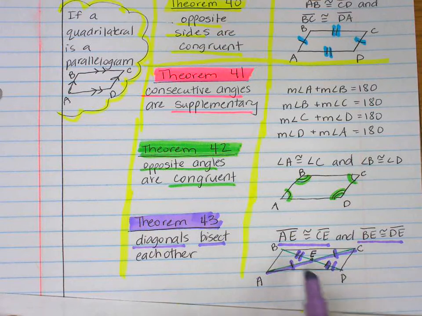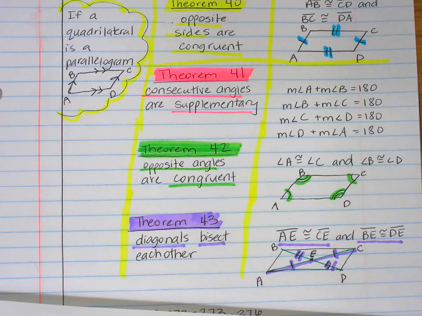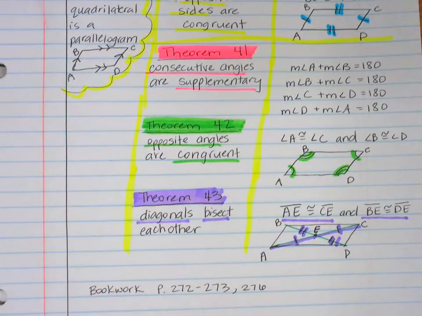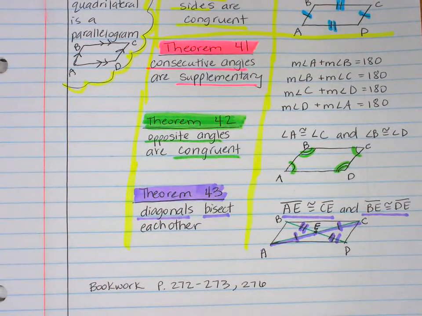And basically just draw the parallelogram and then make a straight line from one angle to the opposite angle, and then another straight line from one angle to the opposite angle. The point where they meet is E. For this one, it's called E, and it's the midpoint of each diagonal. Okay, so what we'll do next is we'll do some examples in the book. So I'll slide it up so you can see. Bookwork is page 272 to 273, also page 276.